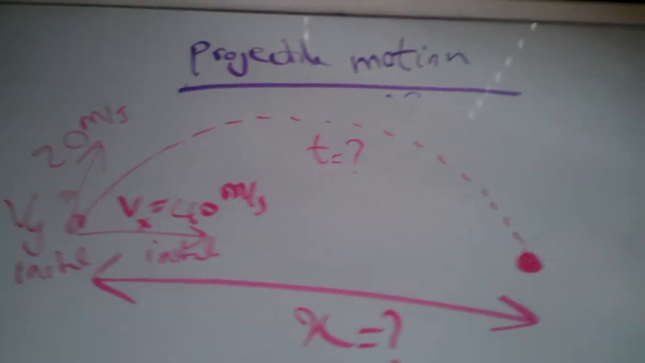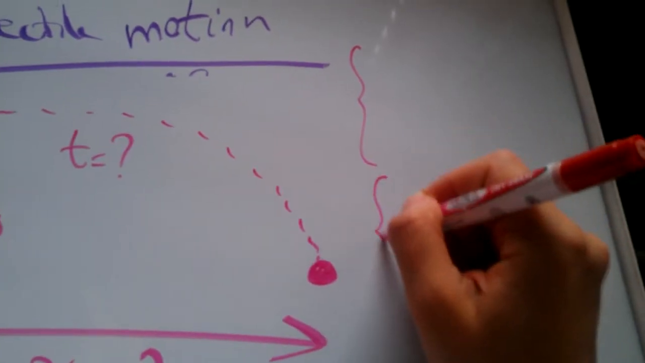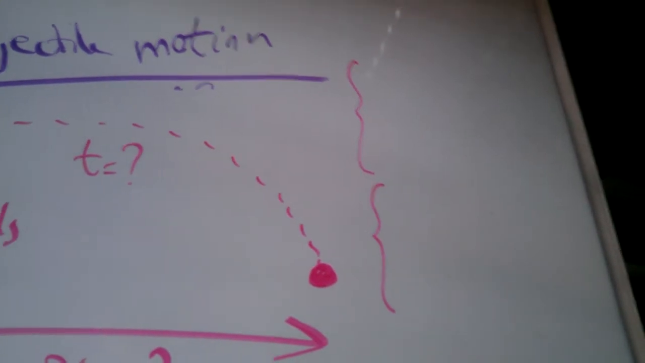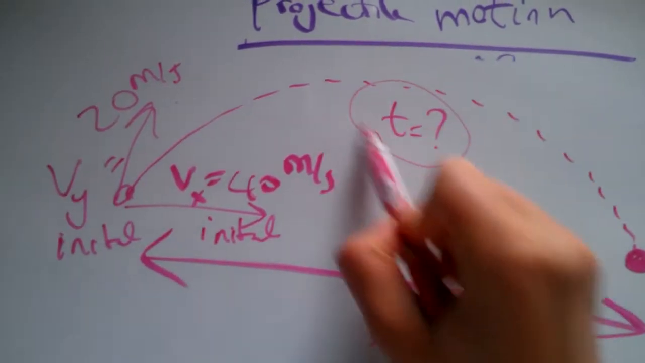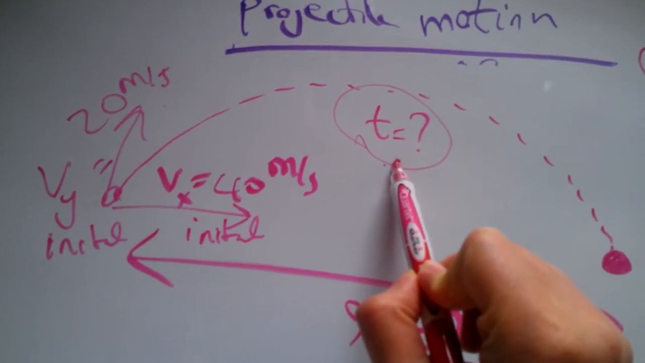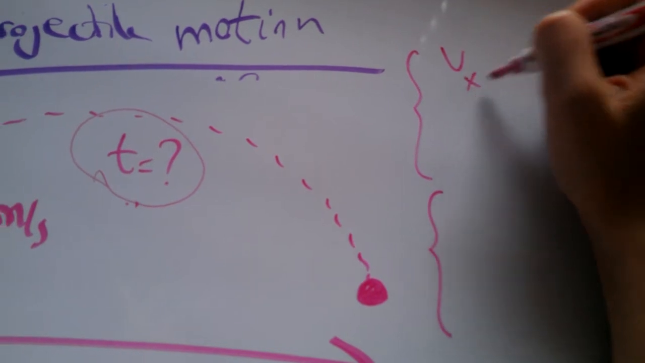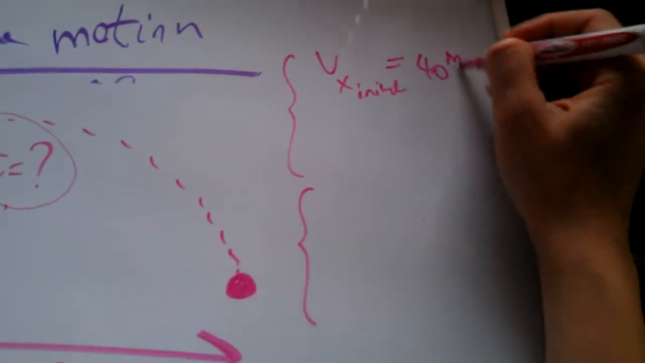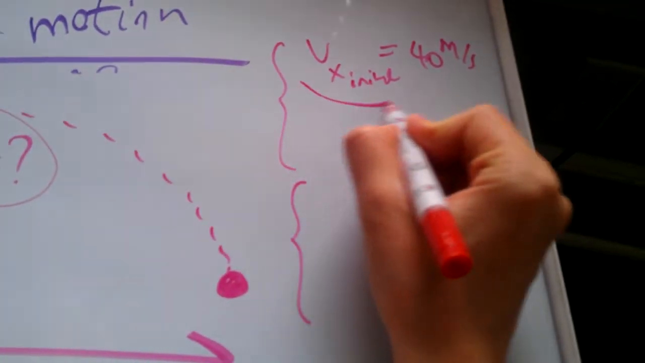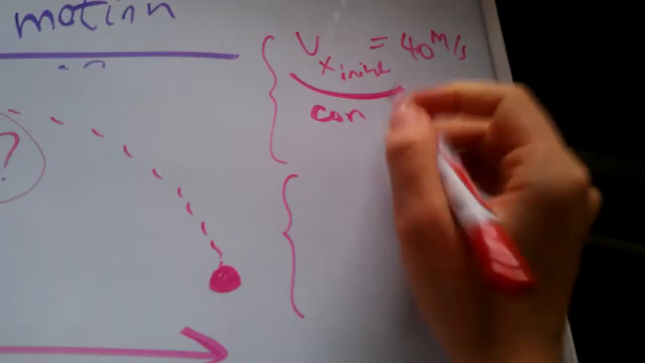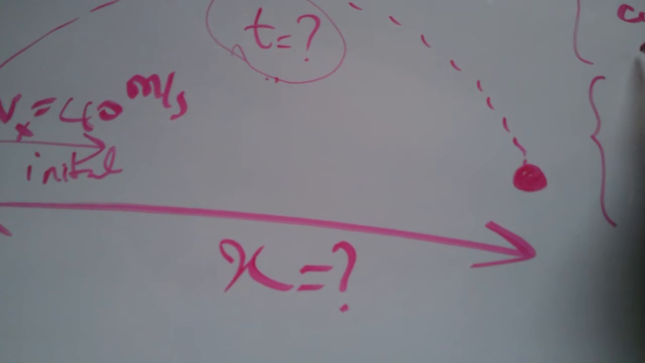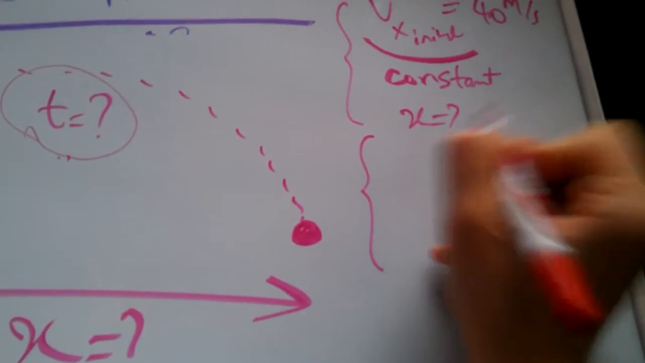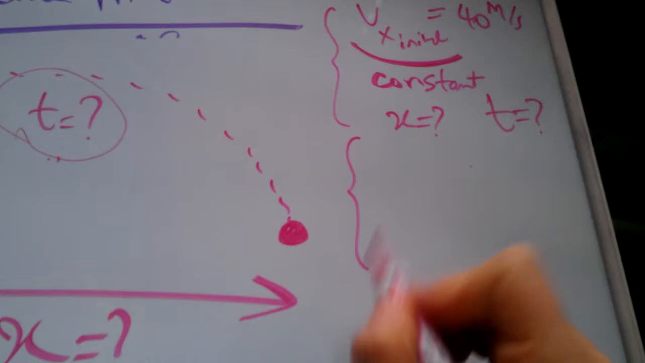So let's just be organized. All the x's together, all the y's together, and t, time, is the common factor for both. Actually, we are looking for it as well. So Vx initial is 40 meters per second. We also know that along the x direction, velocity is constant. We are asked about the distance x. We are also asked about t, time.